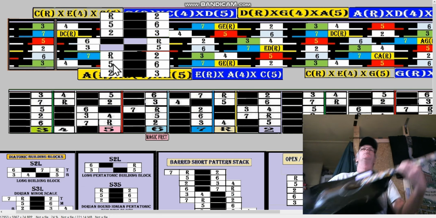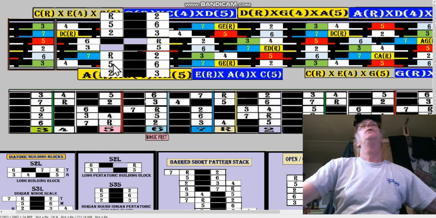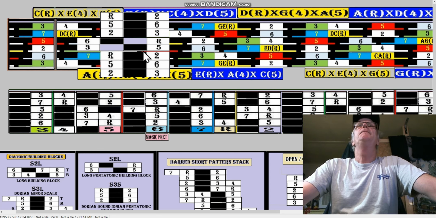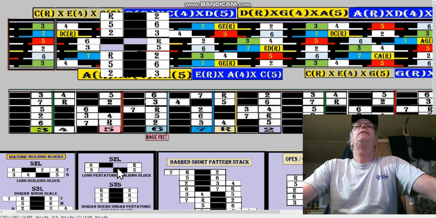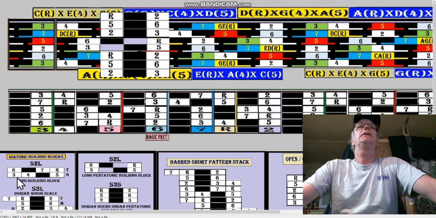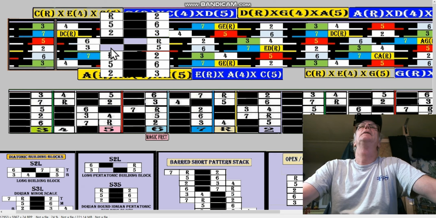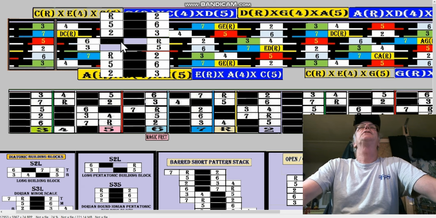Okay? 4 bars. So when we do that, that long E guy is going to be a bona fide S2L. Okay, right there. There's your S2L. Whether it's the same length, because the 4th and the 7th are embedded in the pattern. They're in between. So that's going to be an S2L.